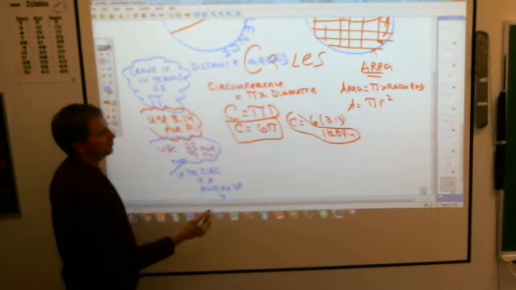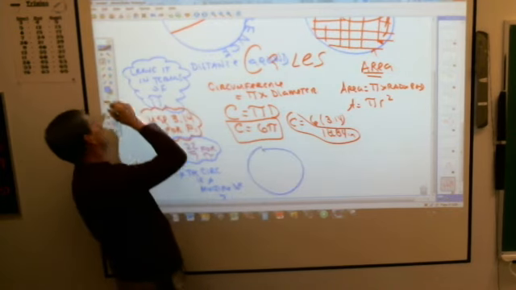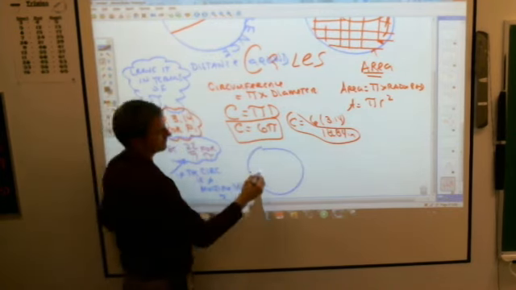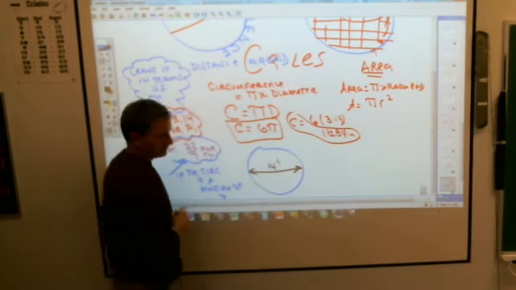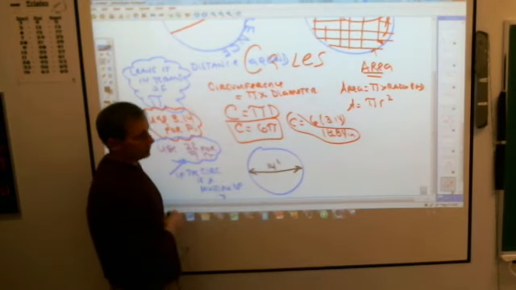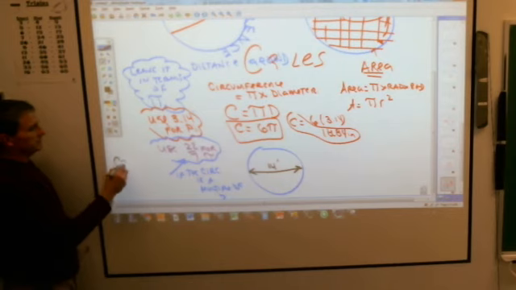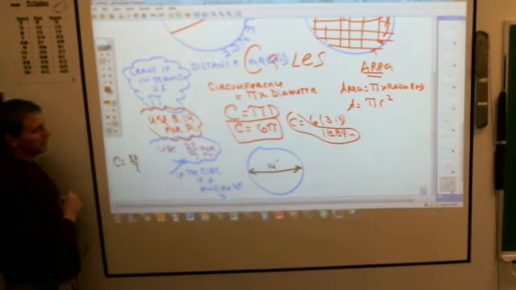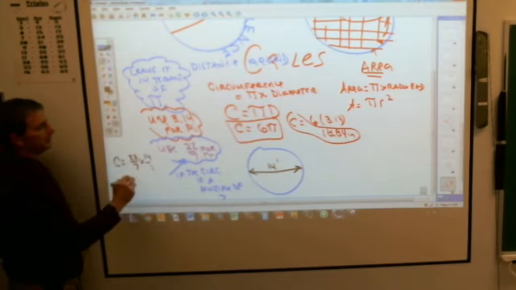If you're trying to find the circumference of a circle whose diameter is 14 feet, and the book says use 22 over 7 for pi, your formula would look like this. Circumference equals pi, which is 22 over 7, multiplied by the diameter, which is 14. I make that a fraction.